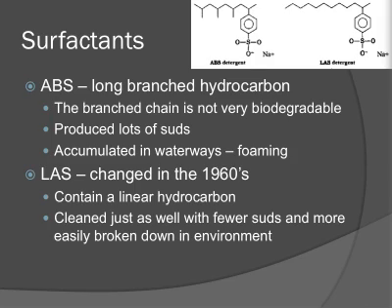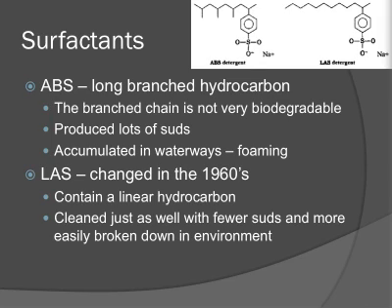And if you compare this picture to this picture, isn't that chain a lot more similar? This long chain and this long chain. Yes, so it was a lot easier for our ecosystem to break it down. This one was changed in the 1960s, and honestly, this one just contains a linear hydrocarbon, which is what this chain is called. And this is just as good of a cleaner, except it produces fewer suds, and we can break it down in our environment just a little bit better. So they do the same things, it's just one is safer for the environment over the other one.